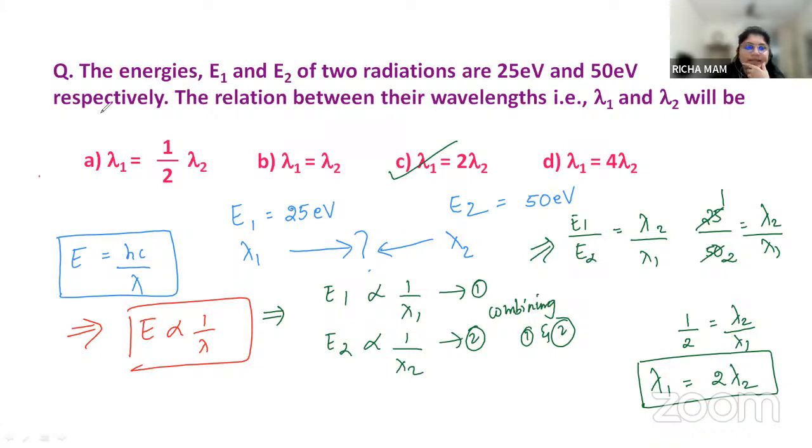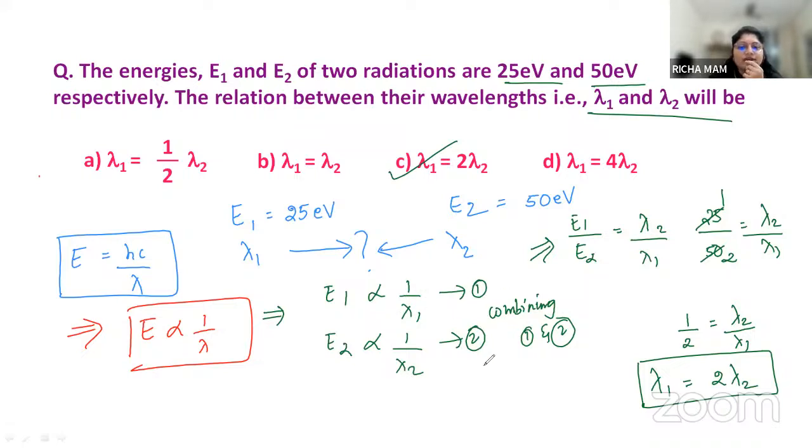So just remember the basics. What formula have we learned? According to the formula we have studied, E is equal to hc by lambda. We know that energy is inversely proportional to lambda, that is wavelength. They have said that E1 and E2 are the two radiations, and the values are given. Now they have asked the relation between the wavelengths, lambda 1 and lambda 2. So E1 is inversely proportional to lambda 1, and E2 is inversely proportional to lambda 2.